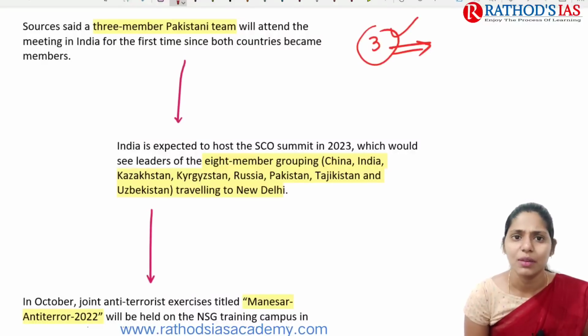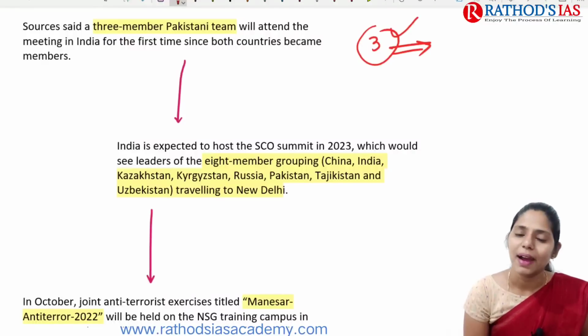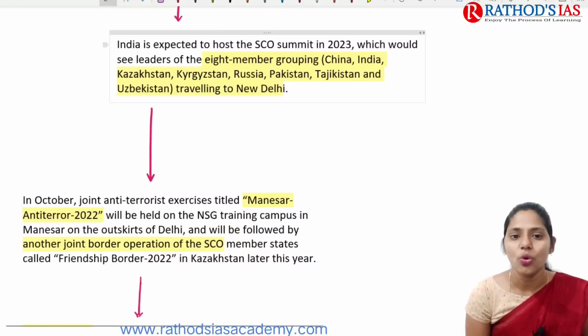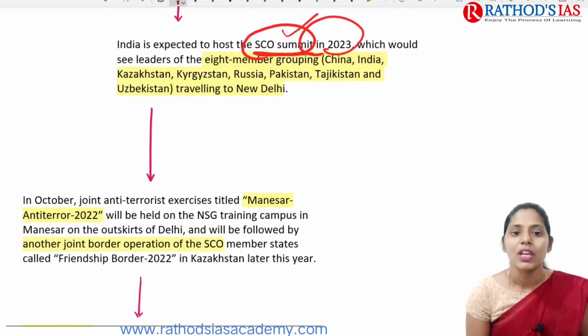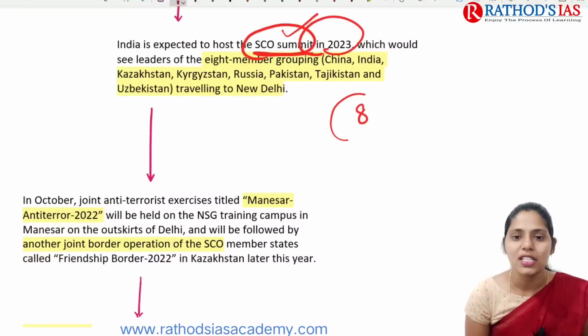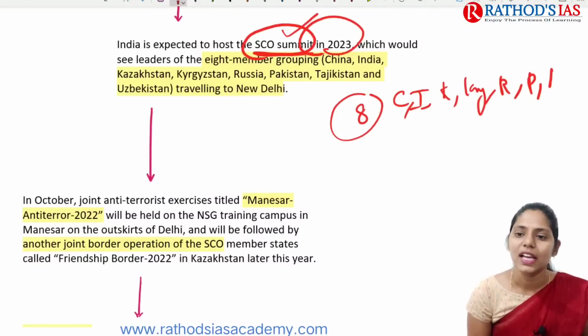And this is the first time for both countries after they became members of this SCO that they are participating in this SCO RATS. India is also expected to host the Shanghai Cooperation Organization Summit in 2023. Actually, the 8 important members include China, India, Kazakhstan, Kyrgyzstan, Russia, Pakistan, Tajikistan and Uzbekistan. And recently Iran also became a full-time member of this SCO.